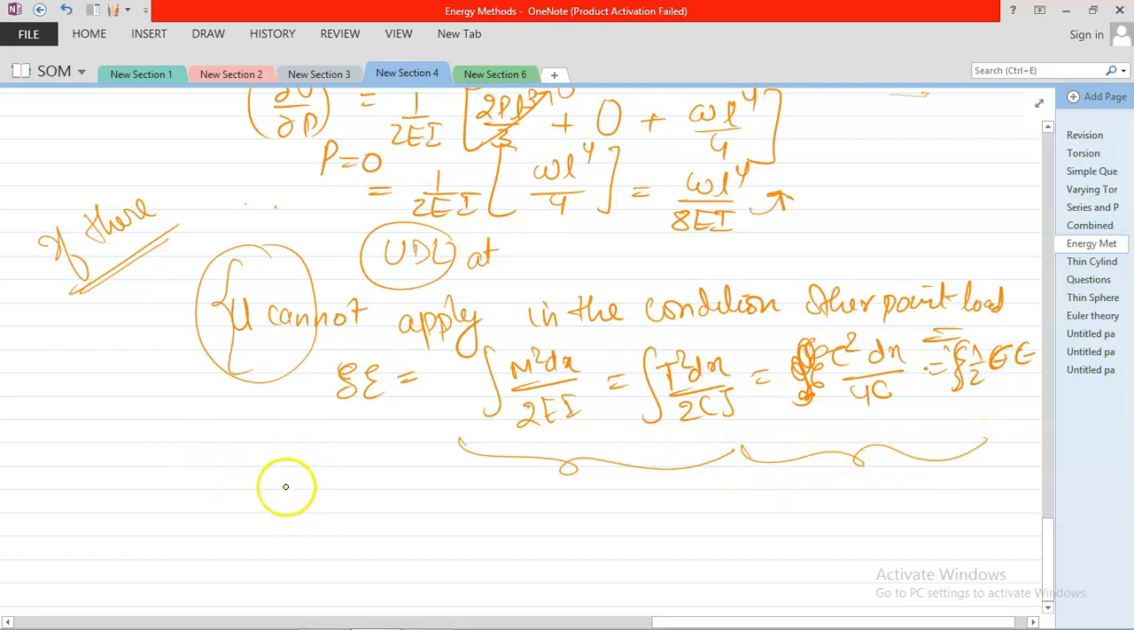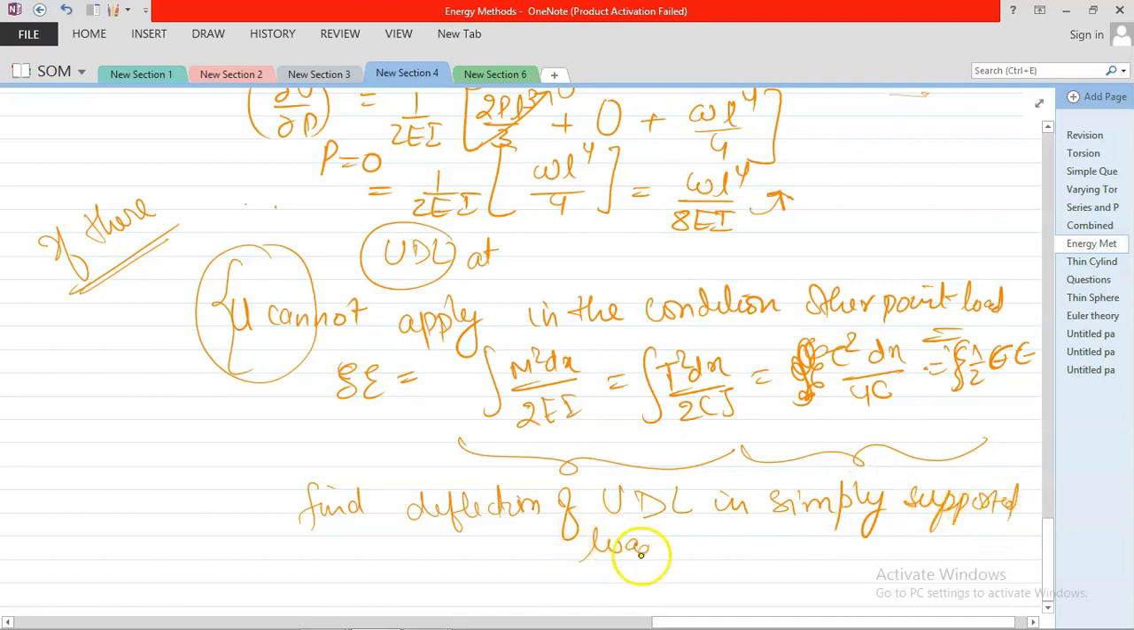So I am giving you a task: find the deflection of a uniformly distributed load in a simply supported beam with this formula, that is, with this theorem. Okay, if you can do that, it means you understand. Is it okay?